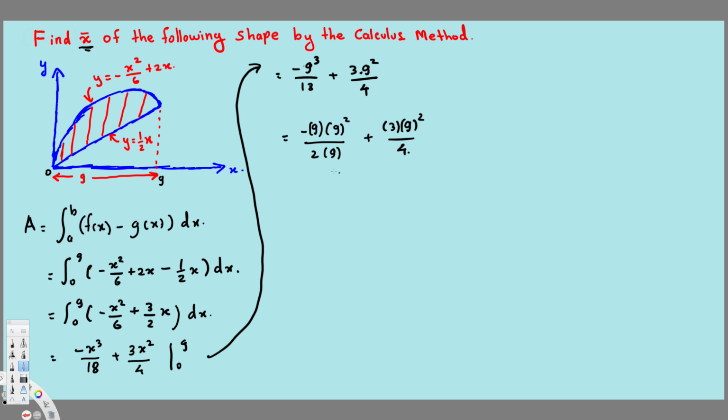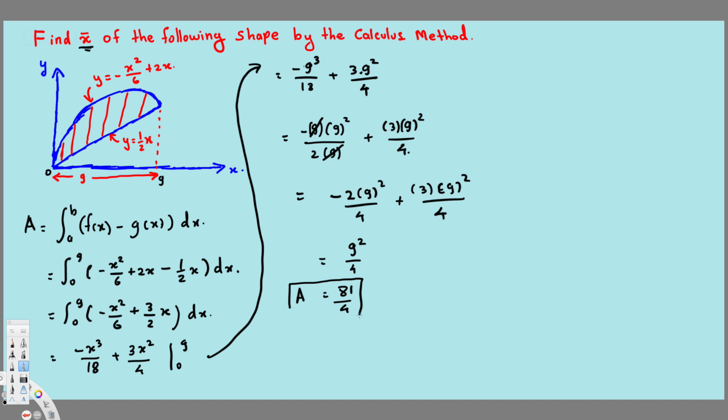and here we have 3 times 9 squared divided by 4. So the 9 cancels, and we can take 4 as our common denominator. If I take 4 as the common denominator, this is going to be multiplied by 2. So negative 2 times 9 squared divided by 4 plus 3 times 9 squared divided by 4. So 3 minus 2 is 1 times 9 squared, which is 9 squared divided by 4. That gives us 81 divided by 4. So this is our area.